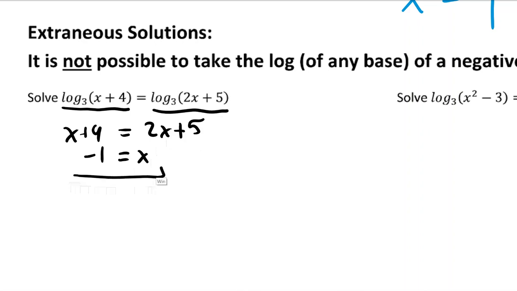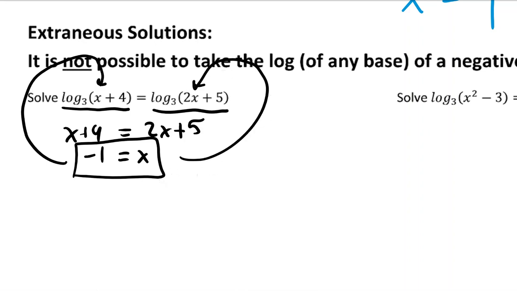You get an answer, but there's a chance that it's extraneous, which just means your algebra reasoning is good, but it created an answer that doesn't actually work. So you have to consider plugging it in to verify that it's okay. So if I plugged it in over here, I would get log base 3 of 3. That's not a problem because I can take the log of a positive number. If I plugged it in over here, this would be log base 3 of negative 2 plus 5, which comes out to be 3. And so that one's good.